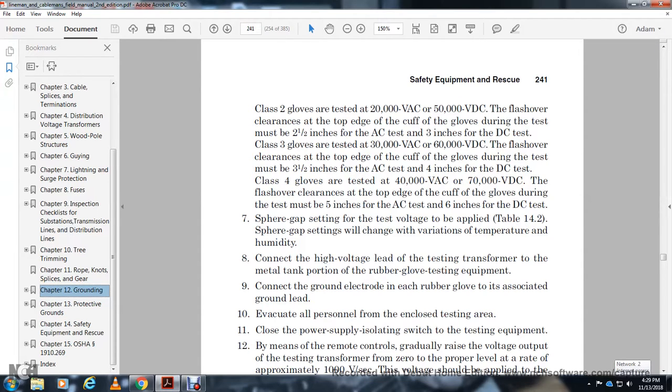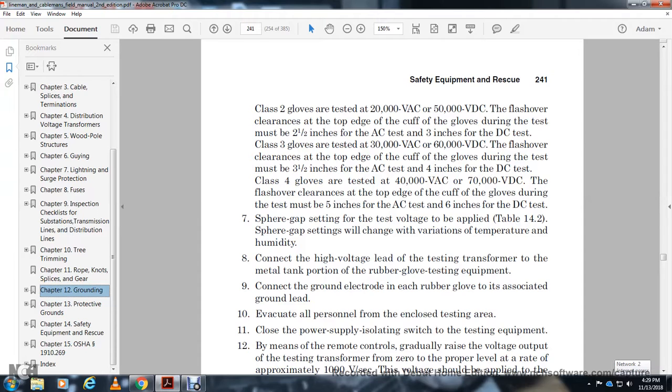Class 2 gloves are tested at 20,000 volts AC and 50,000 volts DC. The flashover clearance from the top edge of the cuff of the glove during the test is 2 1/2 inches for the AC test and 3 inches for the DC test. Class 3 gloves are tested at 30,000 volts AC and 60,000 volts DC. The flashover clearance from the top edge of the cuff of the glove during the test must be 3 1/2 inches for the AC test and 4 inches for the DC test.